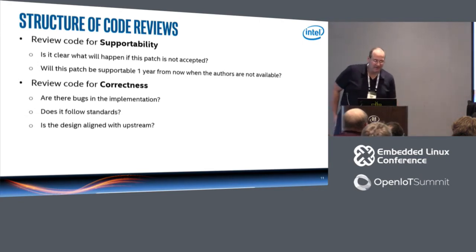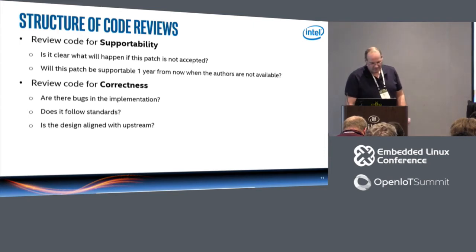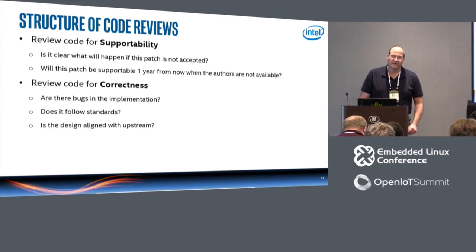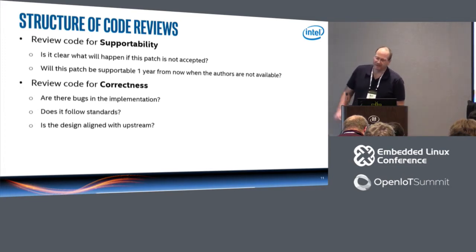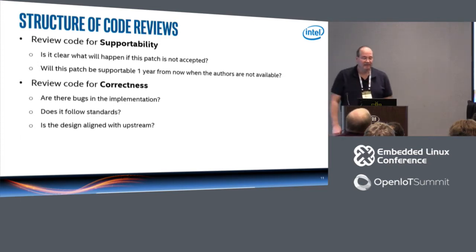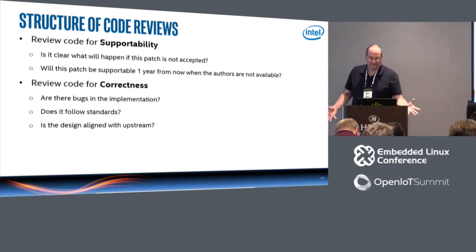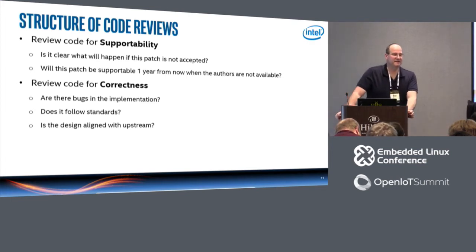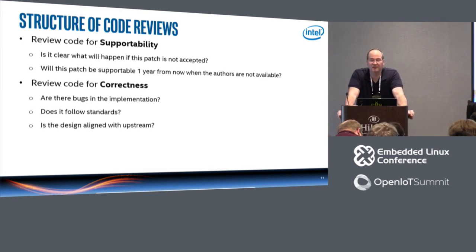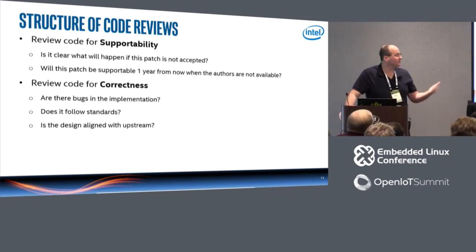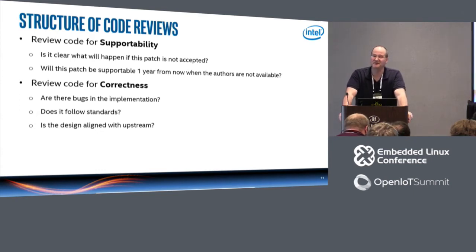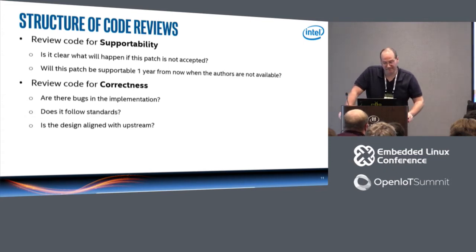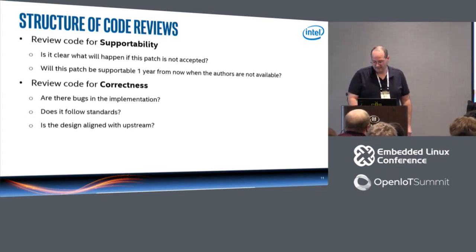Now I'm just going to talk about the structure of a code review. For my team, engineers are expected to review for supportability and correctness. Supportability: is it clear what will happen if this patch isn't accepted? Will this patch be supportable one year from now when the authors aren't there? And how hard is this patch going to be to migrate to a new kernel version? Because you're going to do the migration, not the author, in most cases. And for correctness, you need to check for bugs and coding standards, and whether it is well aligned with upstream. I'll talk more about those through the talk.